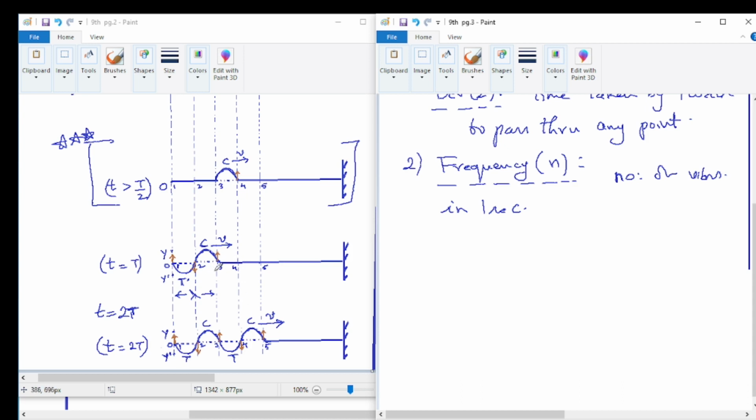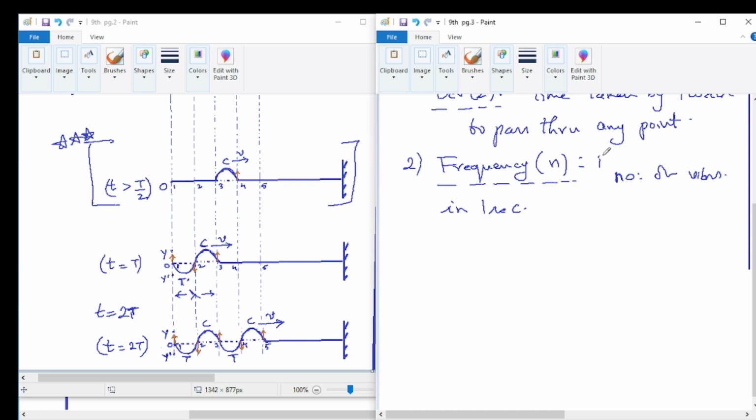From the simple diagram, each and every detail will come. So frequency is the number of vibrations in 1 second made by a vibrating particle or even by a vibrating body. We have seen the best example of a vibrating body: a load suspended at the end of a spring. When we pull the load down and leave it, it starts vibrating. In that case also, the number of vibrations in 1 second is called the frequency of vibrations.